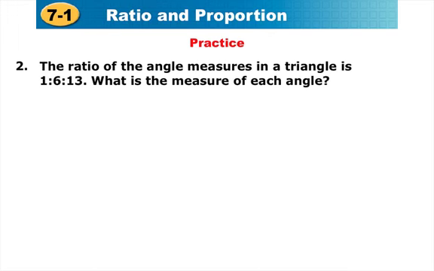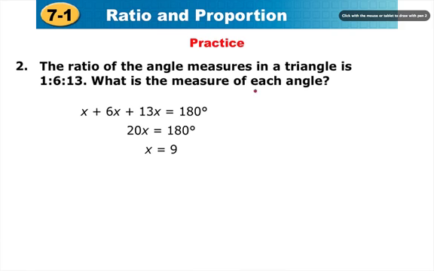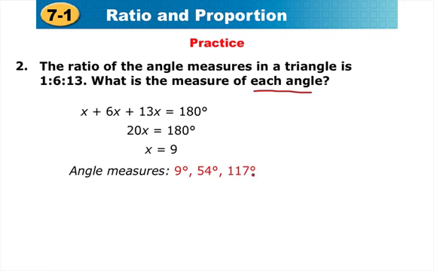Here's number 2. It says the ratio of the angle measures in a triangle is 1 colon 6 colon 13. What is the measure of each angle? Same idea. It's a common factor. The common factor is x, so it's x plus 6x plus 13x equals 180. A little bit of algebra, and we're not done. It says what is the measure of each angle? So you have to go back and find all three angles. You should see where I get 9, 54, and 117. And again, if you add these three angles, then you get 180. If you don't, you know you made a mistake. Next slide.